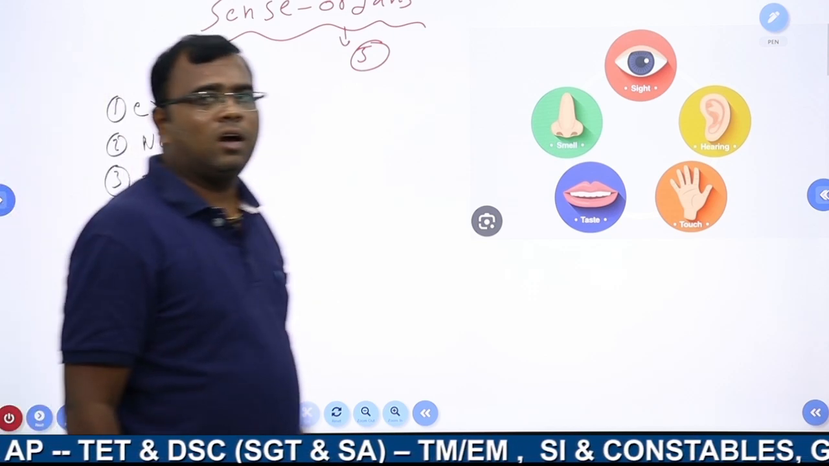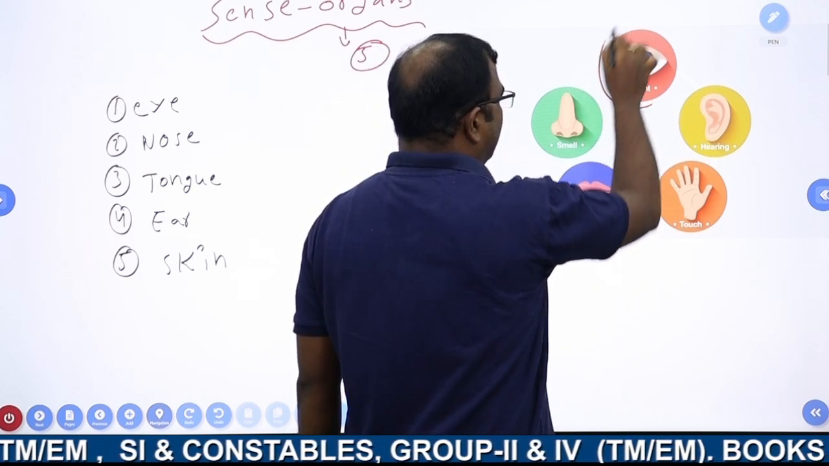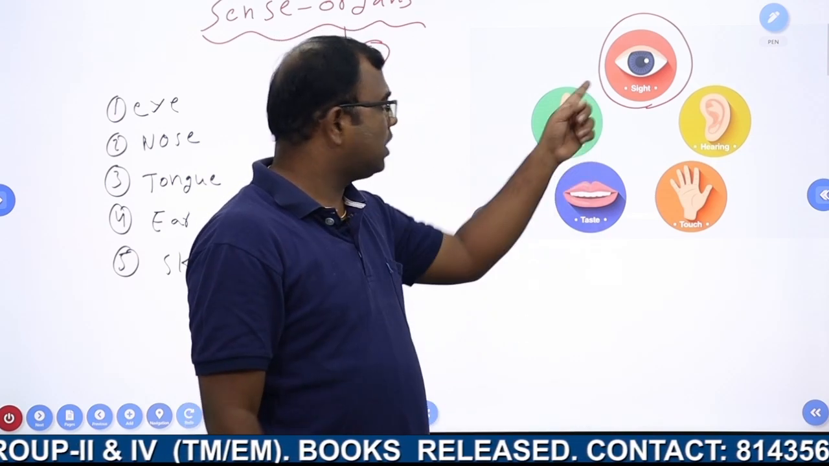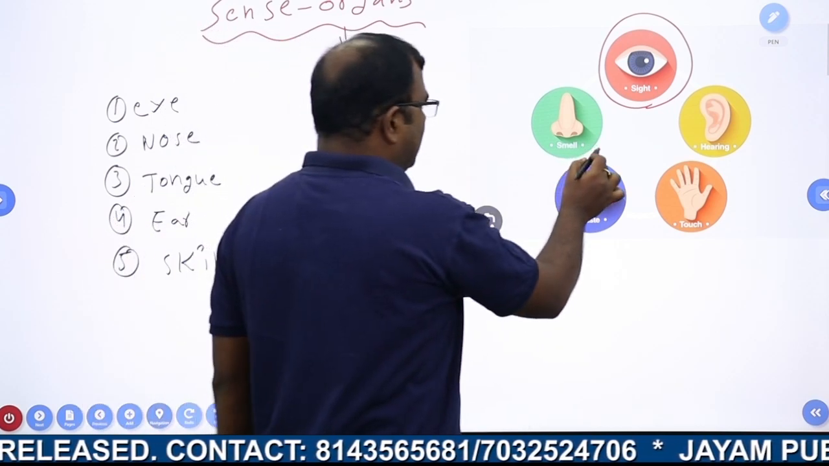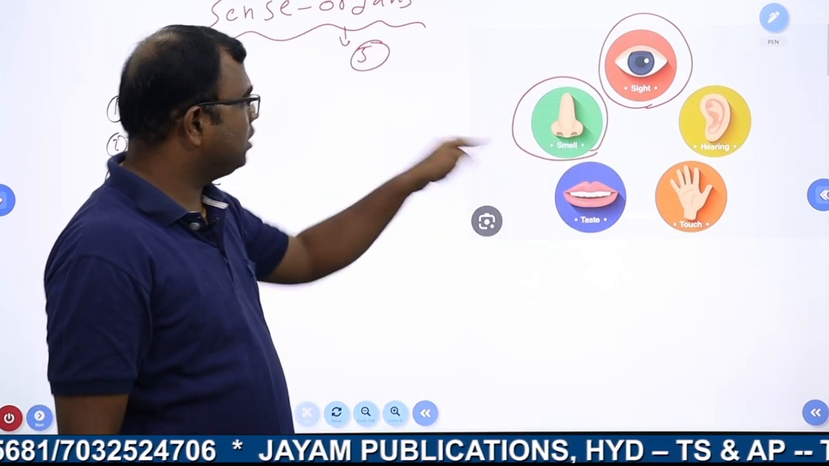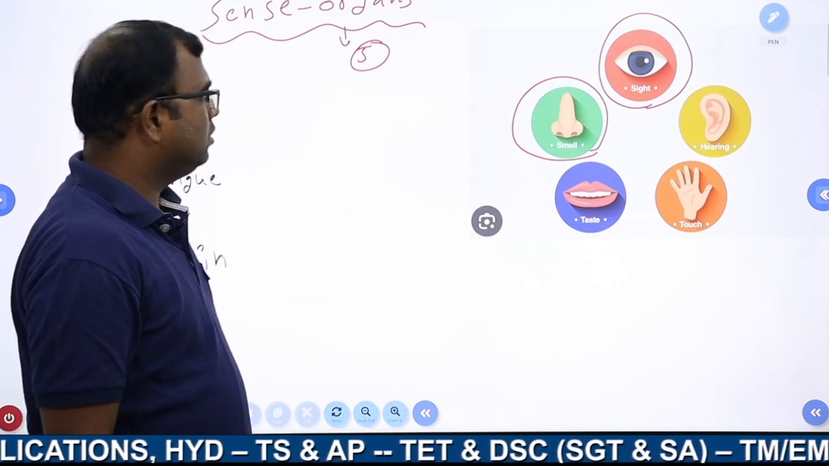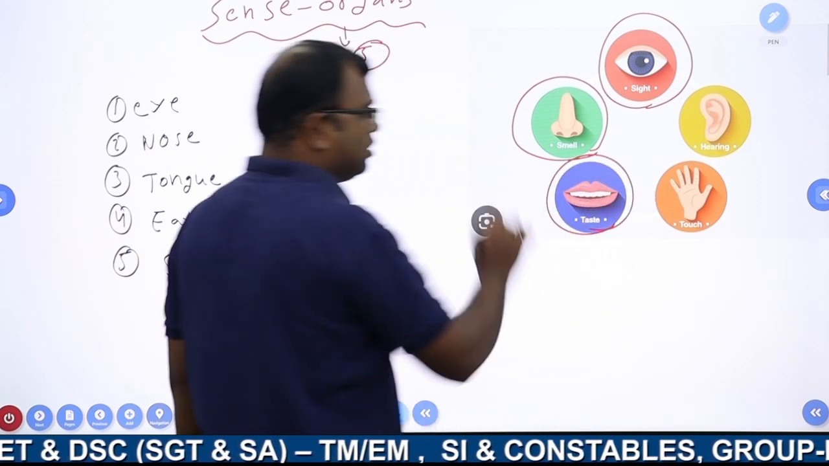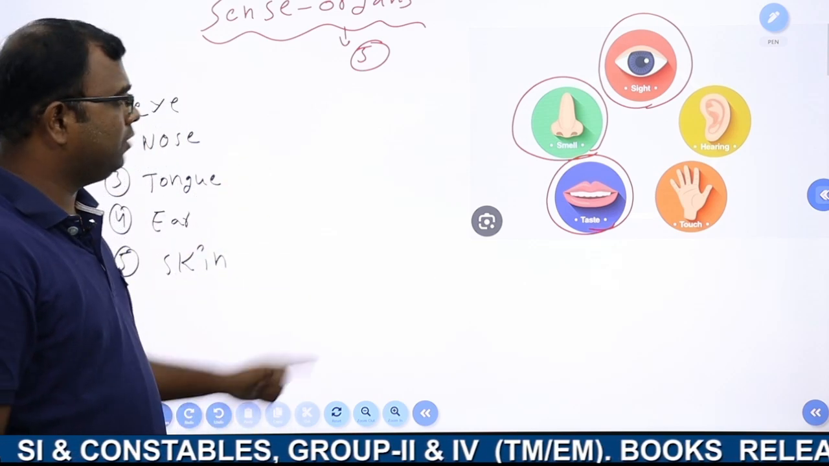The eye function is allows to sight. Next, the nose function is detecting for smell. Next, the tongue function is identification of taste.